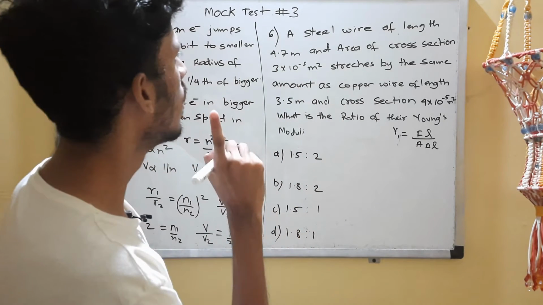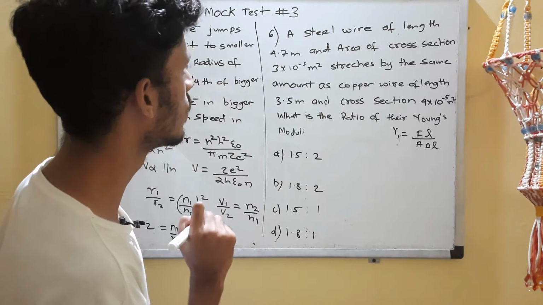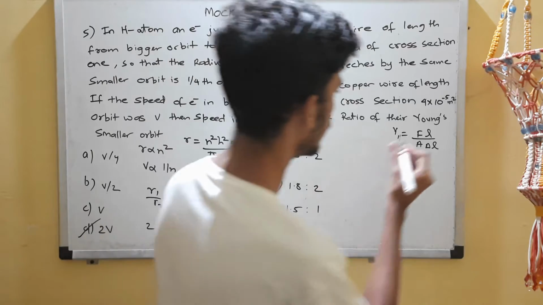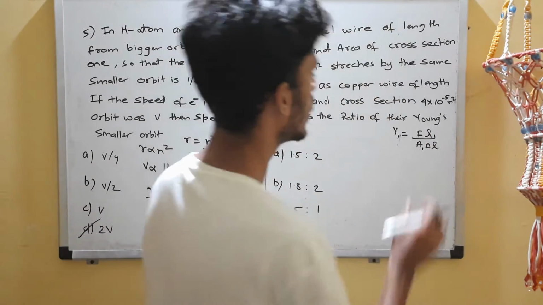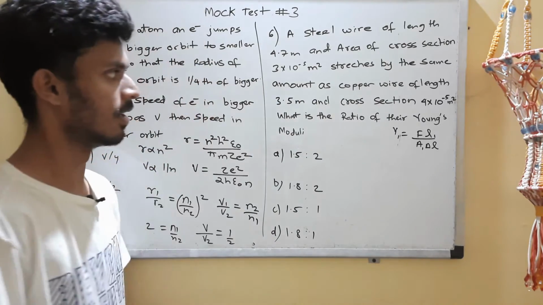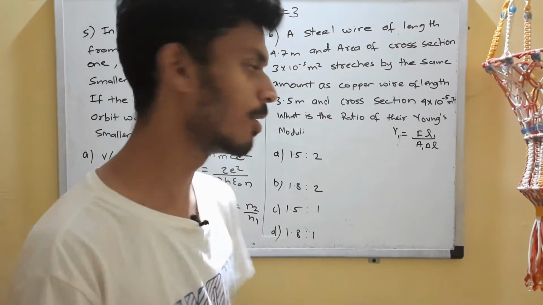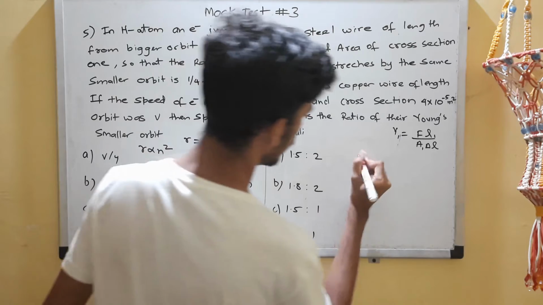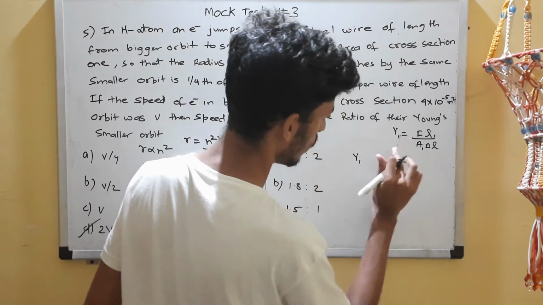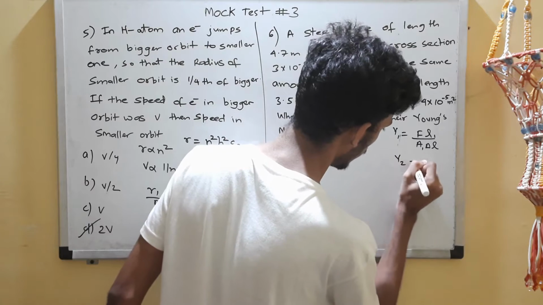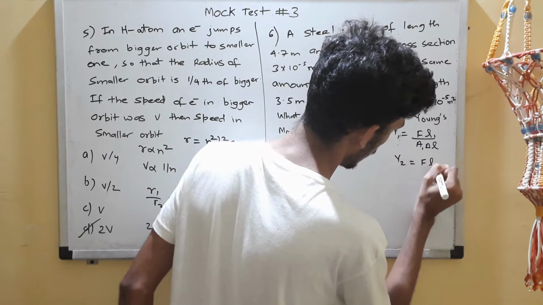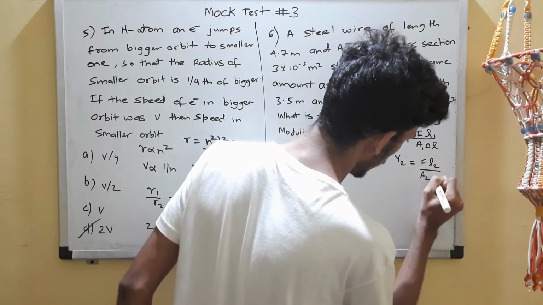Okay, the things that are changing over here are the length. The length is different and the area is different. The extension is the same and we are applying a given load over here. So we can write F, this is for steel wire. Similarly we can write it for copper. So Y2 will be FL2 by A2 into delta L.